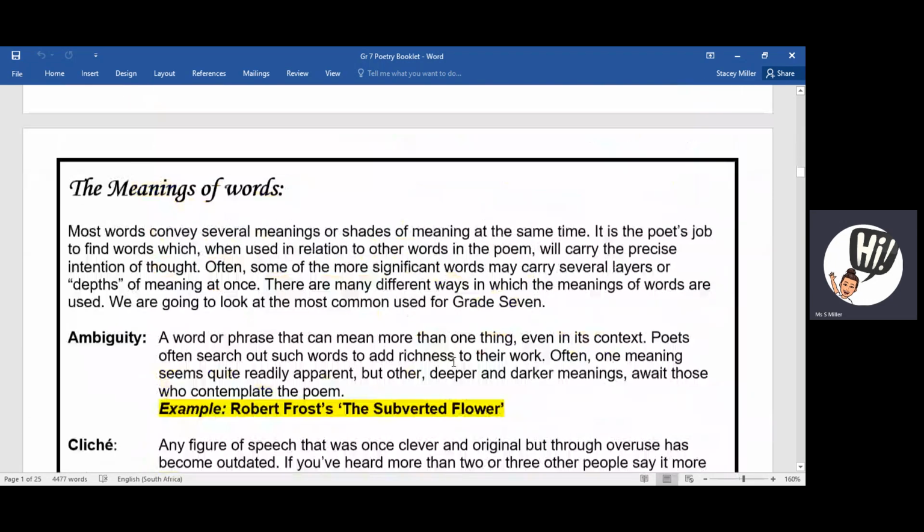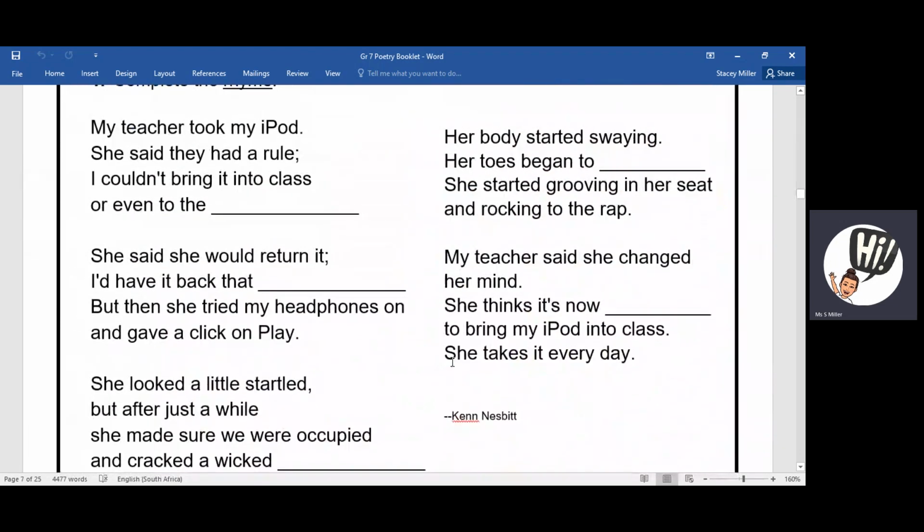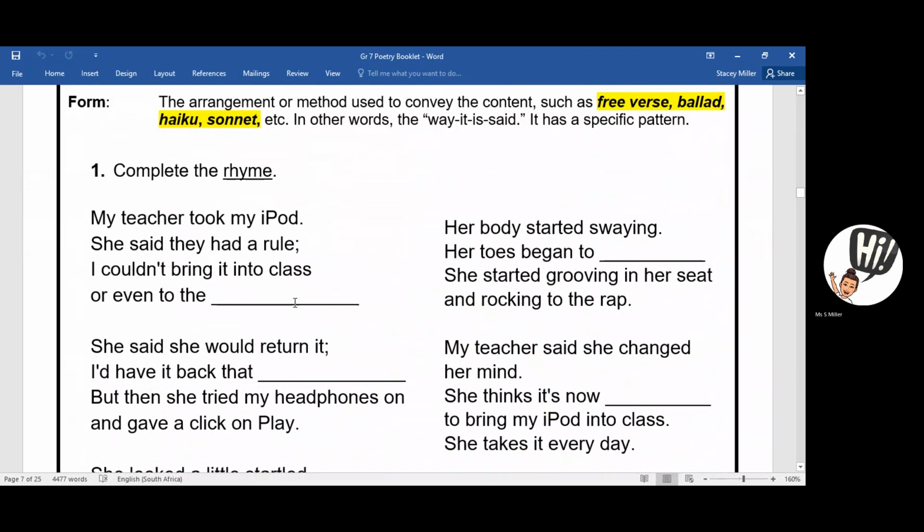All right, let's have a look at the lovely poem there that has been done to death at the Eisteddfod. Complete the rhyme. Let's see how smart you are and see if you can figure out the rhyme. My teacher took my iPod. She said they had a rule. I couldn't bring it into class or even to the... Write it in. Very good. See how easy rhyming is. And then as soon as you write poetry, you go blank and you forget how to rhyme.